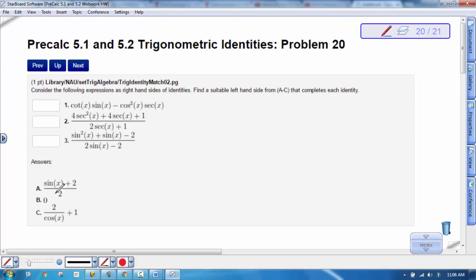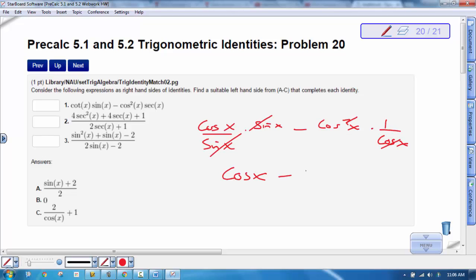All right, the next one, we don't need to match these, so I'll start with the first one. Cotangent is really cosine over sine. And then secant's really 1 over cosine. And so these sines cancel and you get cosine of x minus one of these cancels. So that just turns out to be 0. So there's B.